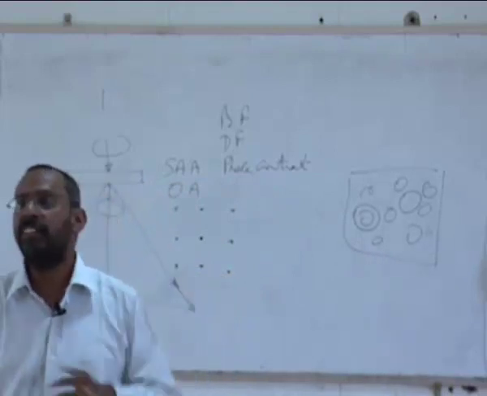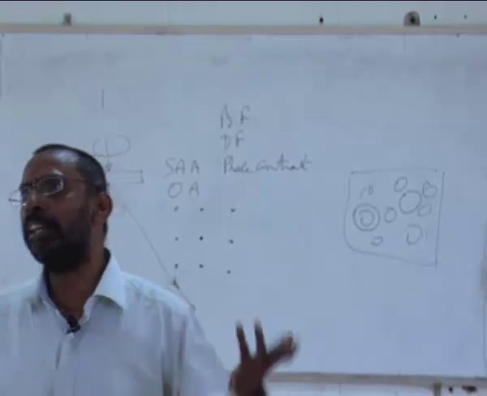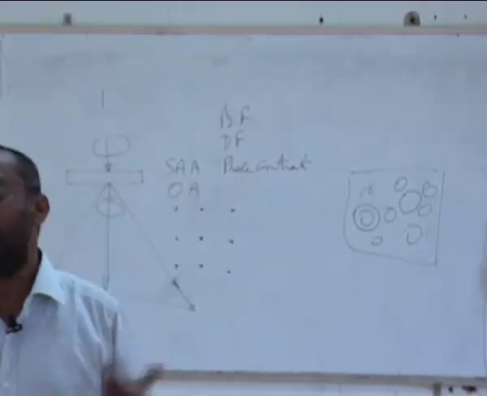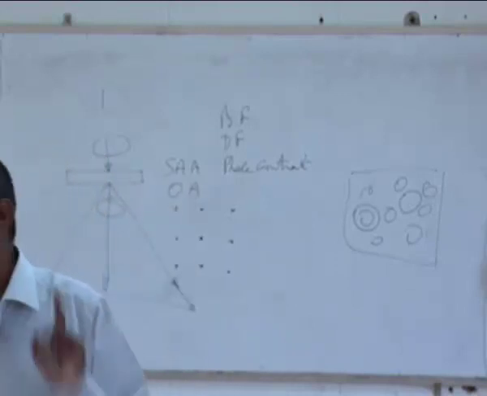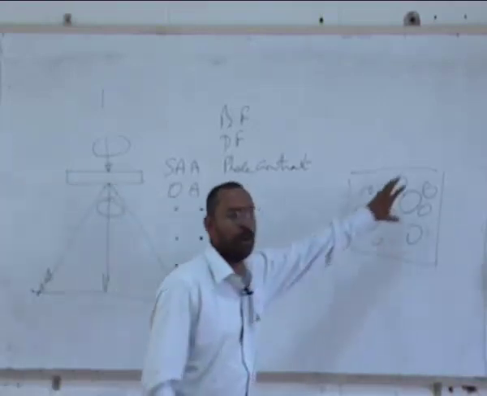This feature is not available in X-ray diffraction, because X-ray diffraction is a bulk technique. I cannot select an area and do a diffraction. So that is one of the special features of electron diffraction, that you can select a small sample.